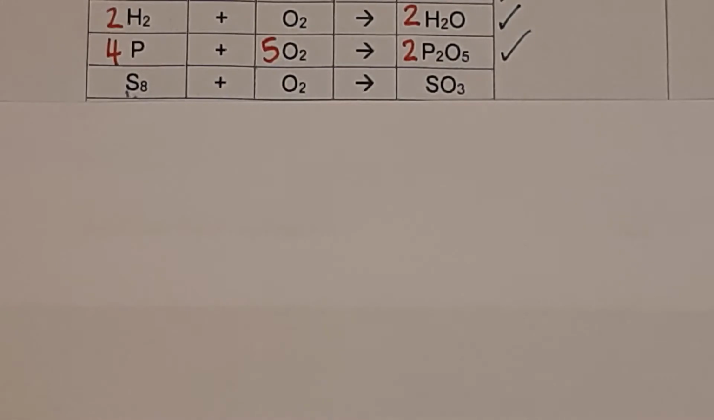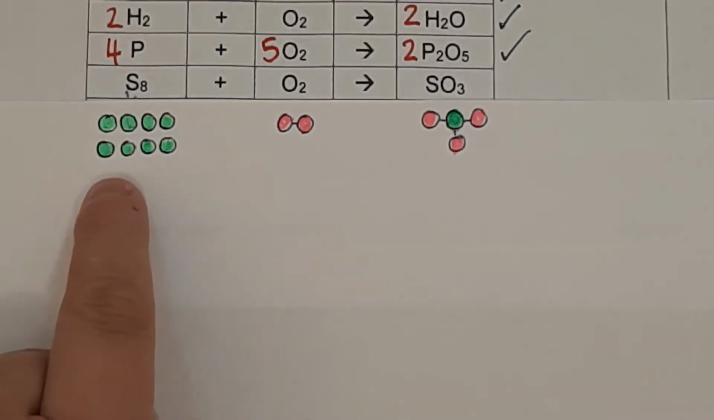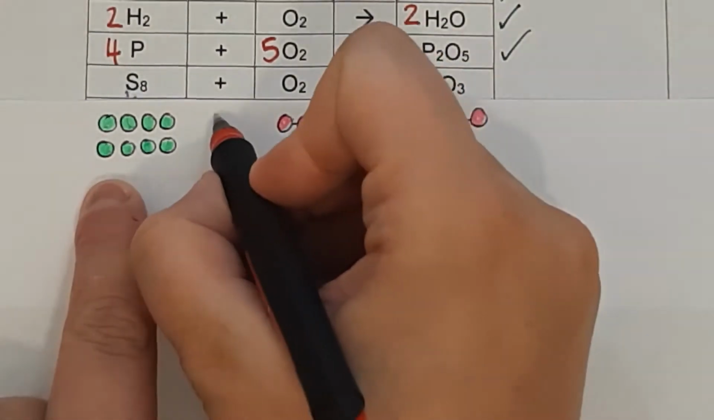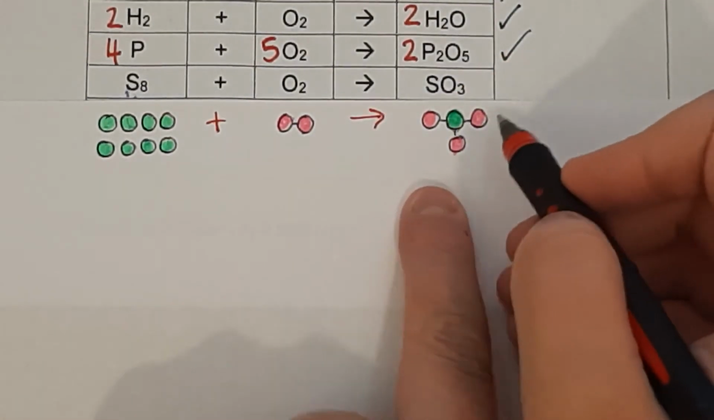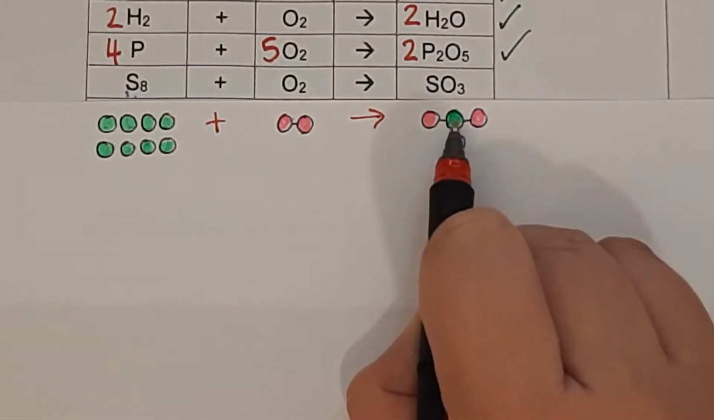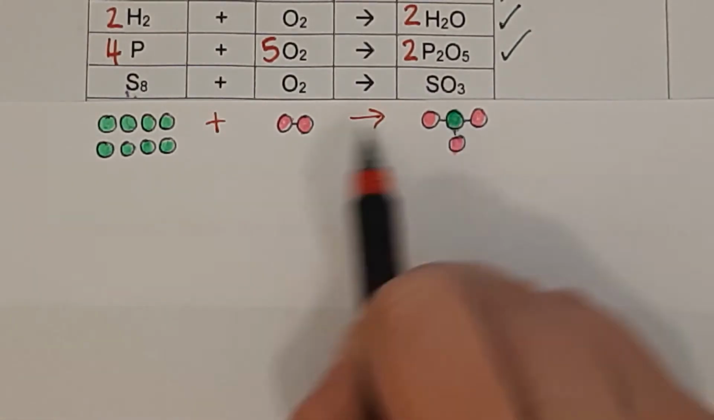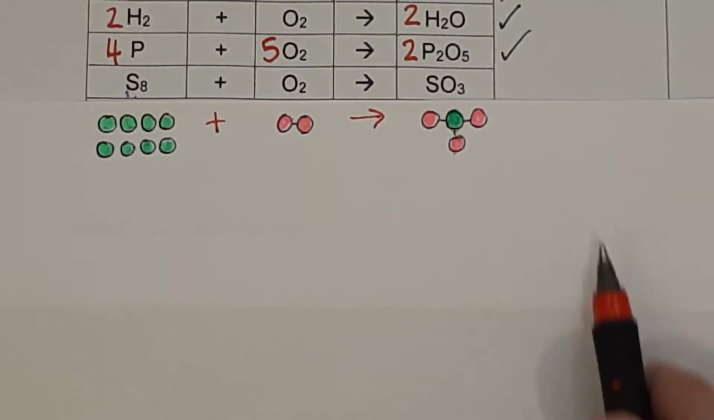Okay, and lastly, we're going to be doing S8 plus O2 turns into SO3. So let's draw that. Okay, so you can already see the problem here. We have 8 sulfur atoms to start with. Then we have 2 oxygen atoms, and the whole thing turns into this. Now you can see that there is only 1 green sulfur atom on this side of the equation, the products, and there are 8 of them here. So the first thing we need to do is do 8 of these and see where we end up.